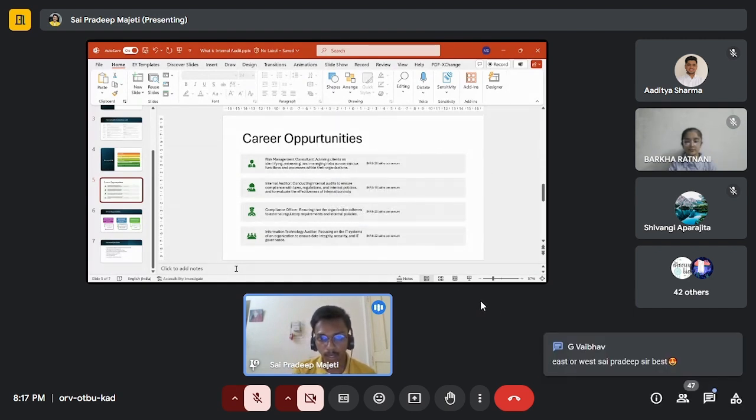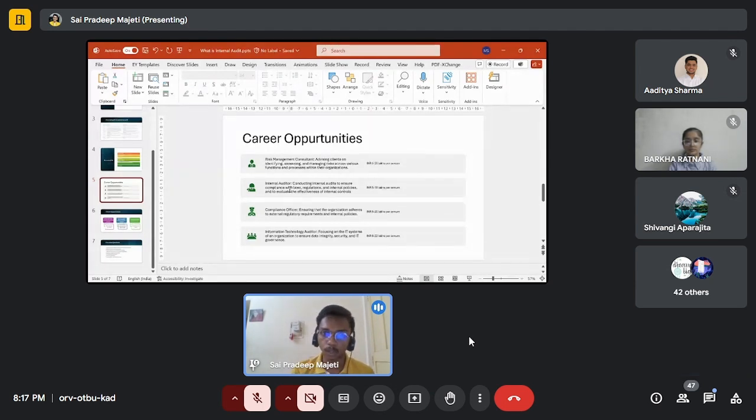The average package is around 6 to 20 lakhs per annum. Then there are internal auditors. You can join the internal audit team of any Big Four, or you can step into the industry. Various manufacturing companies and many other MNCs also offer the role of internal auditor. For this, the package is around 5 to 18 lakhs per annum.